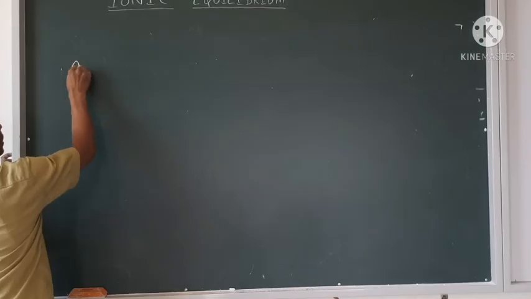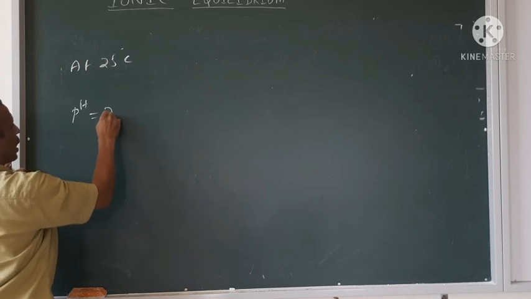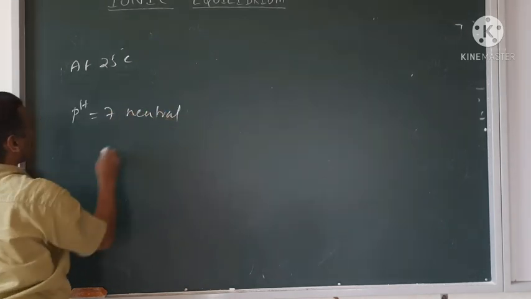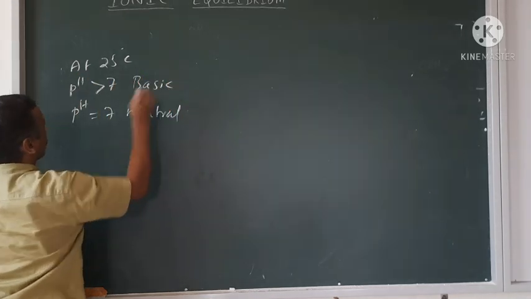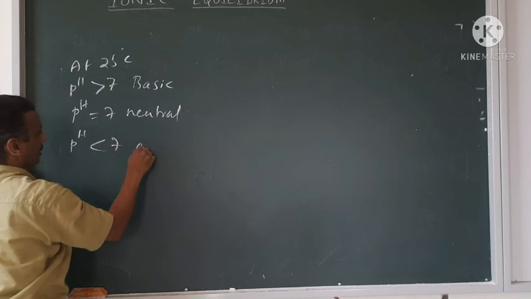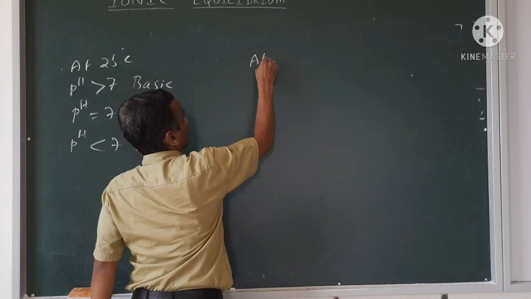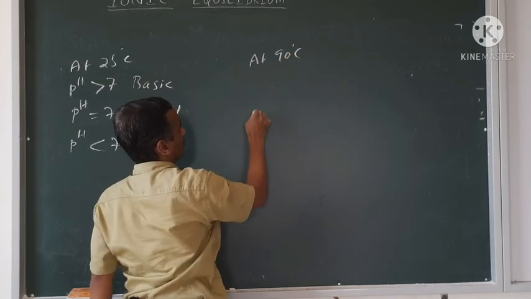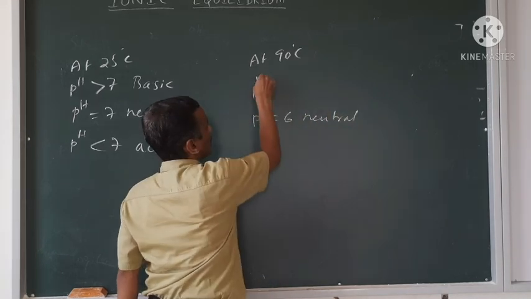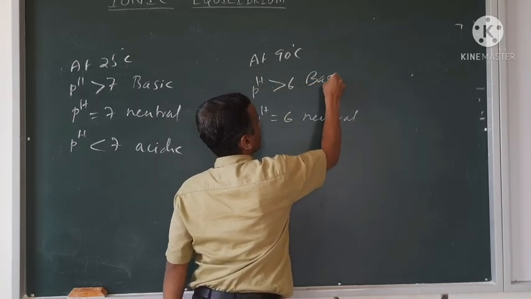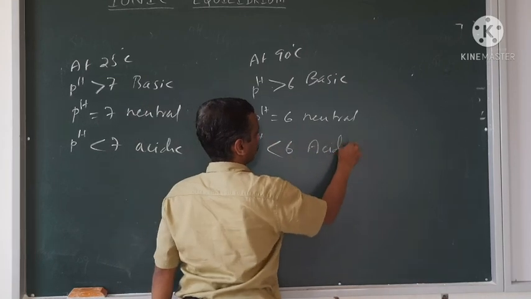Note it properly. At 25 degrees Celsius, pH 7 is neutral, pH greater than 7 is basic, pH less than 7 is acidic. At 90 degrees Celsius, pH 6 is neutral, pH greater than 6 is basic, pH less than 6 is acidic.